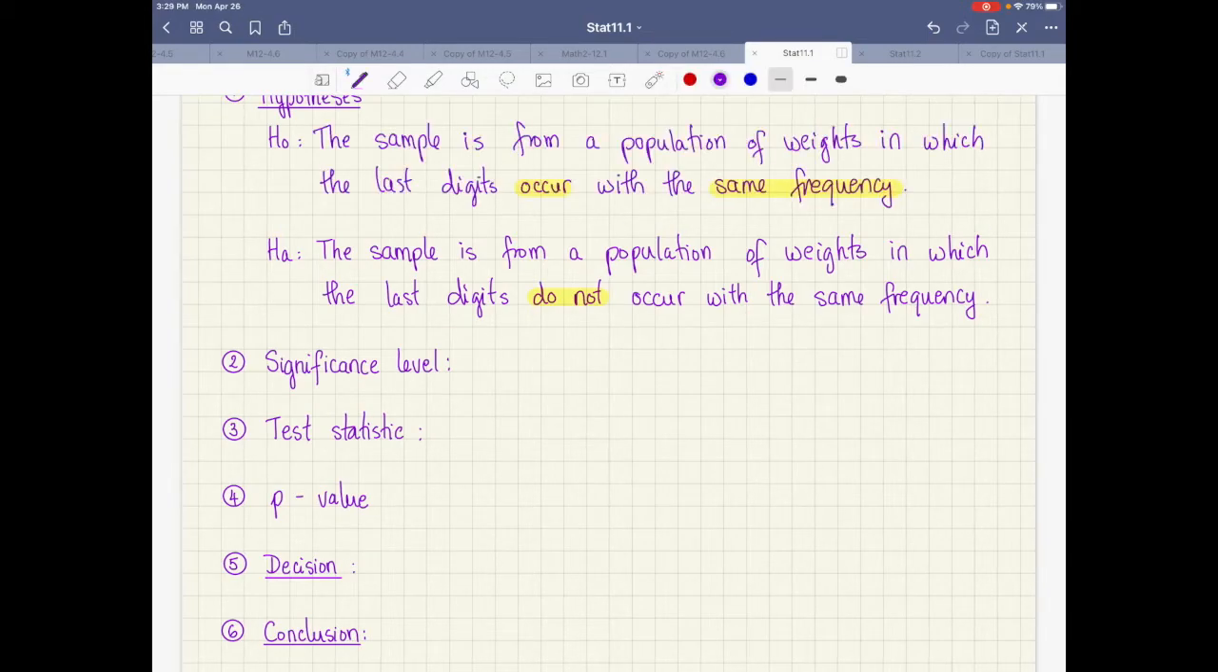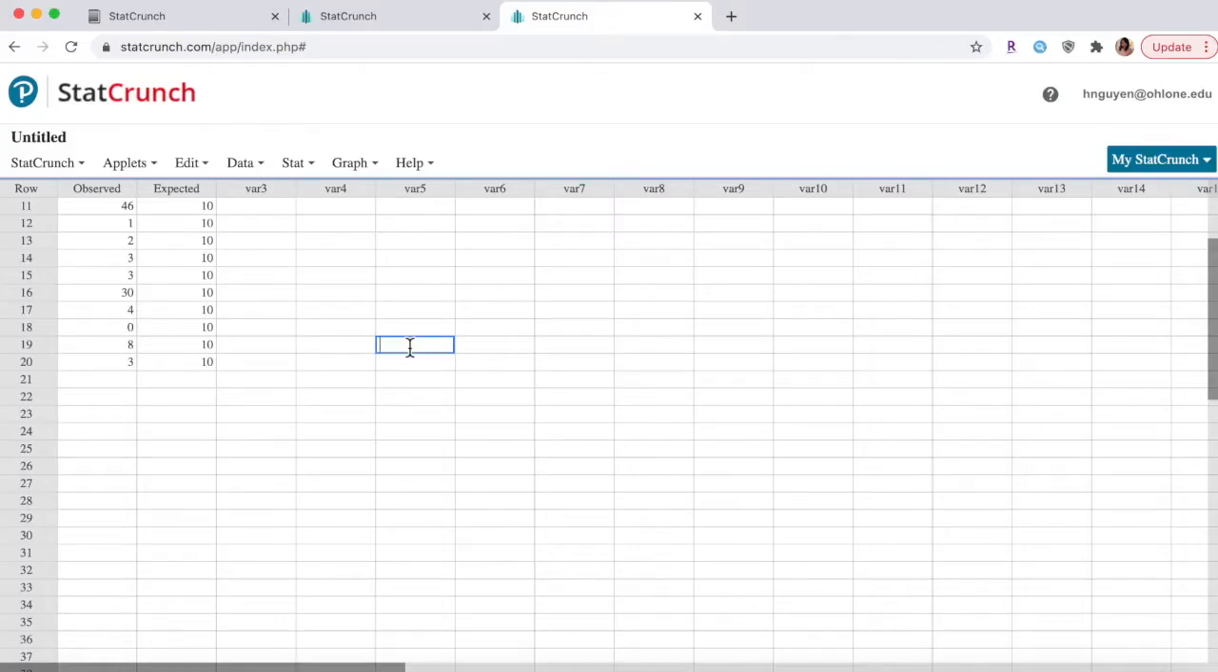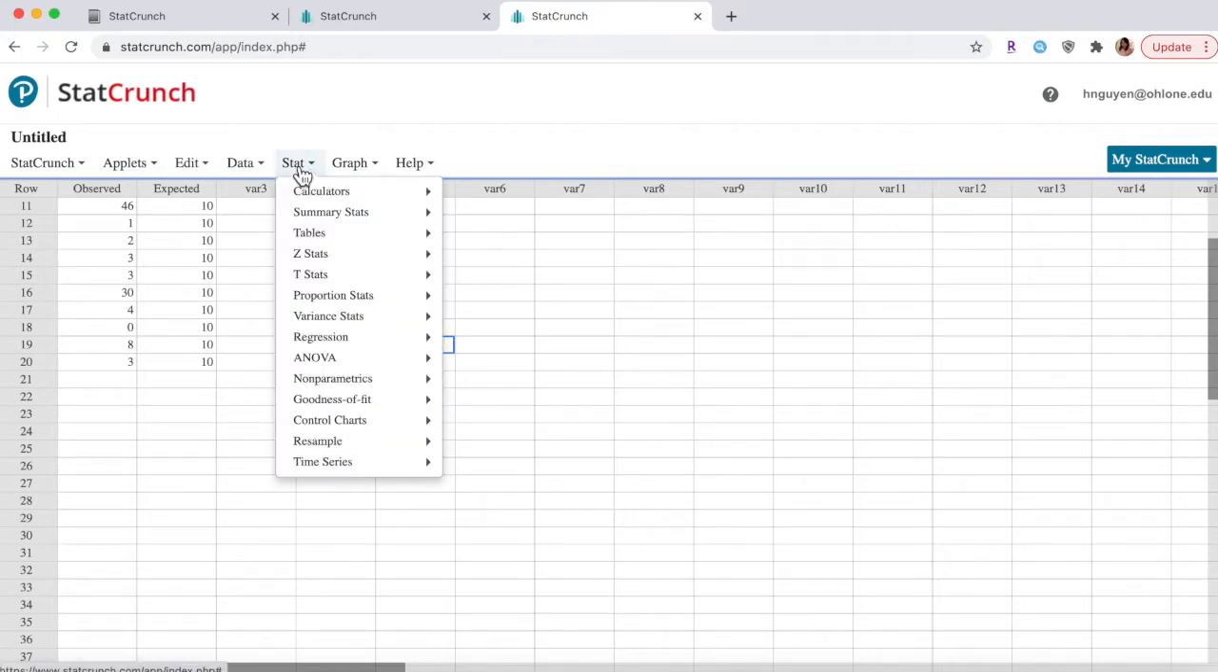Significance level is not given, so I will use 5%, and I will use StatCrunch to find my test statistic and my p-value. I have already imported the data into StatCrunch. The first column is the observed frequency. The second column is the expected frequency. I am going to click on Stat, Goodness of Fit, chi-square test.